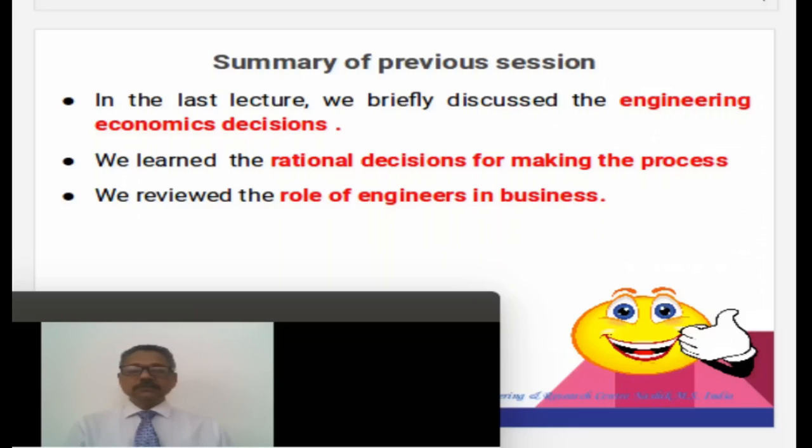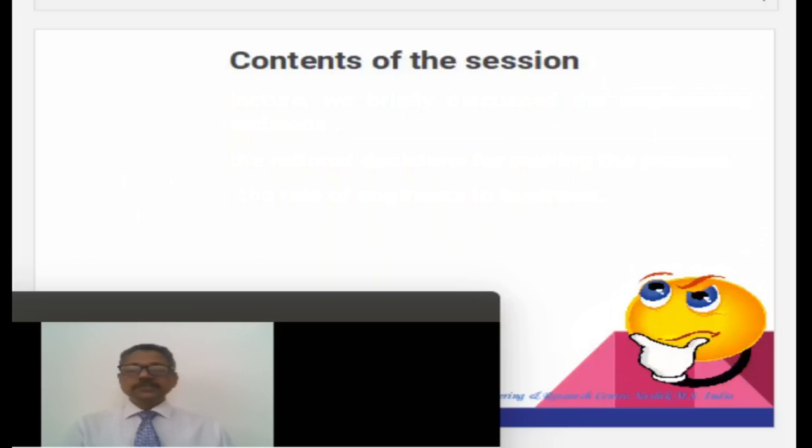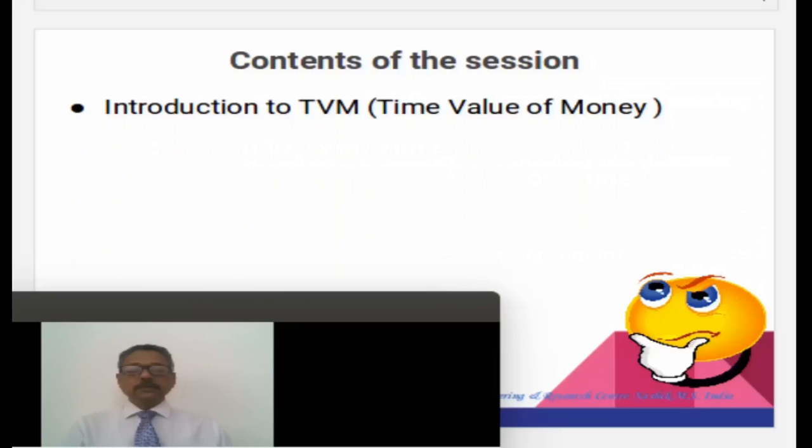Now next we will see the contents of the session. We just saw the summary of our previous lecture. We plan to learn about time value of money. Okay, the contents of session 2: we begin with an introduction to time value of money, which is a very important topic for every engineer.